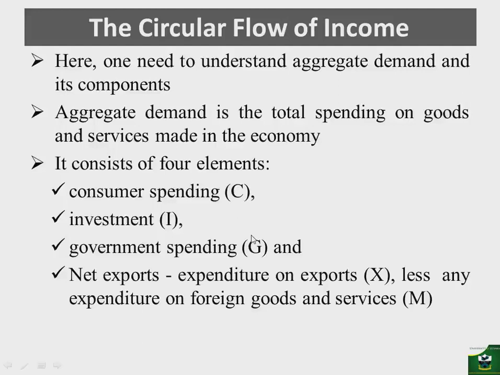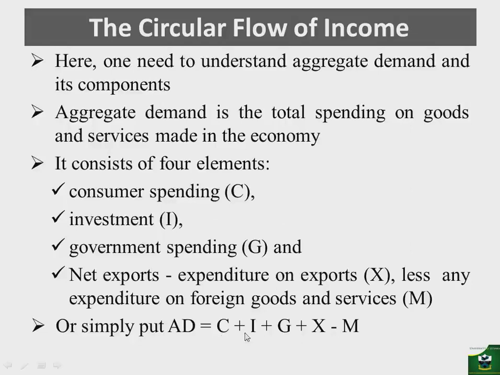Let me quickly take you through how these components can be analyzed by looking at different sectors of the economy. Let's begin by looking at the equation: aggregate demand, joining these components, equals consumption plus investment plus government expenditure plus exports minus imports. Or simply, we can replace the last part with NX, which is net exports. So if you find G plus NX in an equation, it means this is net exports, which is equal to exports minus imports.